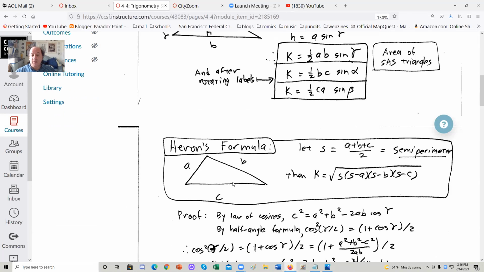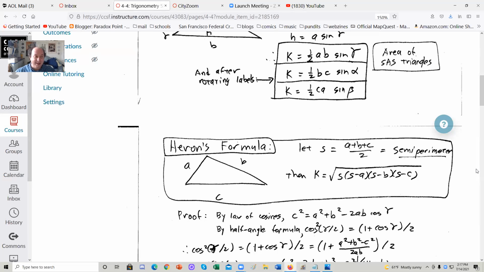Now, we have given a triangle with sides a, b, and c. What is its area? Well, there's something called Heron's formula, also called Hero's formula, named after a guy who lived in Alexandria. I think the formula is indeed heroic. Here's how it goes. We talk about the semi-perimeter, s. That's a plus b plus c over 2, half the distance around it. Then K, the area, equals the square root of s times s minus a times s minus b times s minus c.